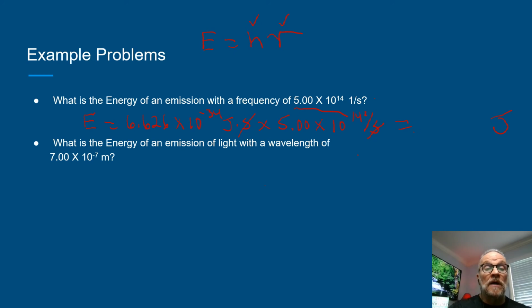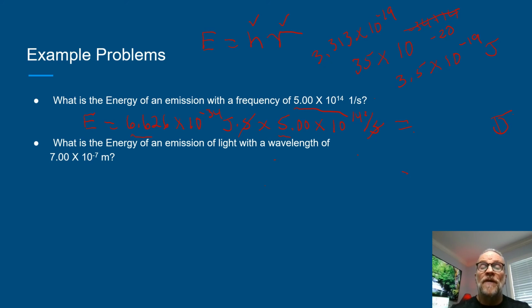So here we have 6.6, so I'll say 7 for that one, and times 5 is 35. So I'm going to say it's going to be around 35 times 10 to the -34 plus 14, which would give you -20, right? So 35 times 10 to the -20, or 3.5 times 10 to the -19 joules for my answer. So let me plug that into my calculator here and see, and I get 3.313 times 10 to the -19, pretty close to 3.5, so my estimate was close enough.